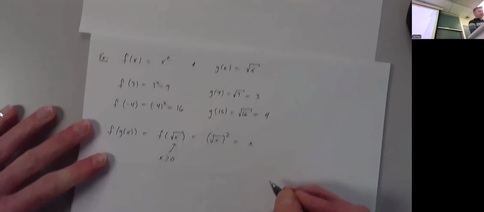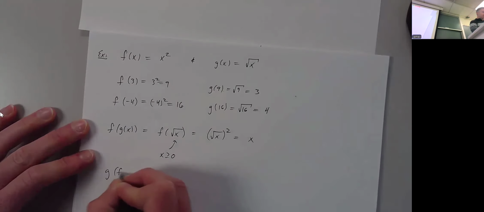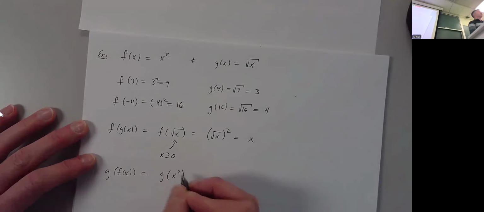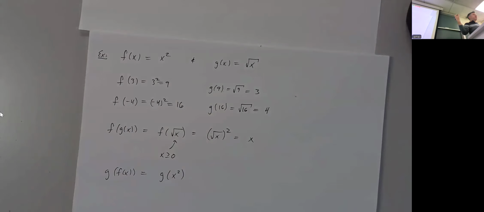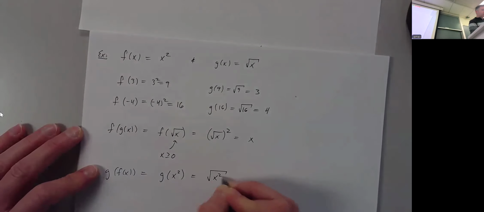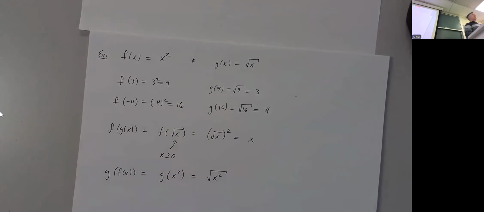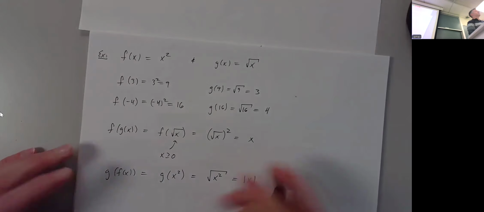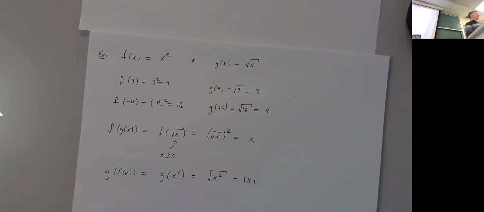In the other direction, we have even bigger problems. g of f of x is g of x squared. No restrictions so far, right? x could be anything, positive or negative. But then, if you take the square root of x squared, I think we talked about this last class, you're not so lucky. You don't just get x, you get the absolute value of x. Because if x is positive, great, your answer is positive. But if you input a negative number, you're still going to spit out a positive number, which is exactly what the absolute value function does.